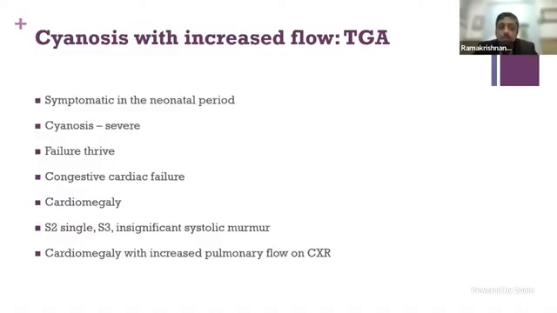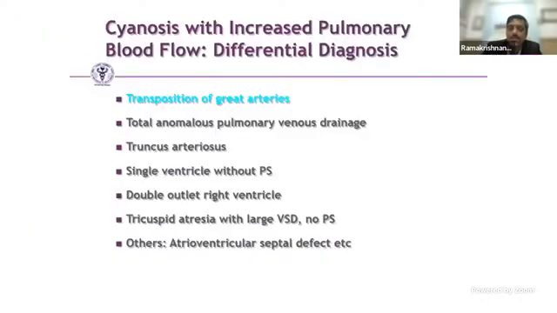Generally, they have failure to thrive, congestive heart failure, cardiomegaly, and there can be a single S2, an S3 will be there, and an insignificant systolic murmur. And on X-ray, you will find cardiomegaly with increased pulmonary blood flow. This is a typical prototypic patient, but oftentimes we don't find it in your exam because they are not found at that age.